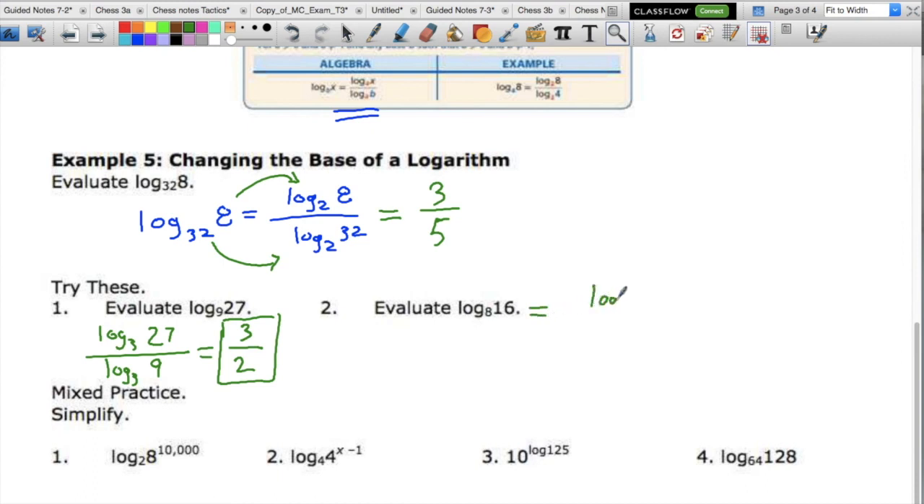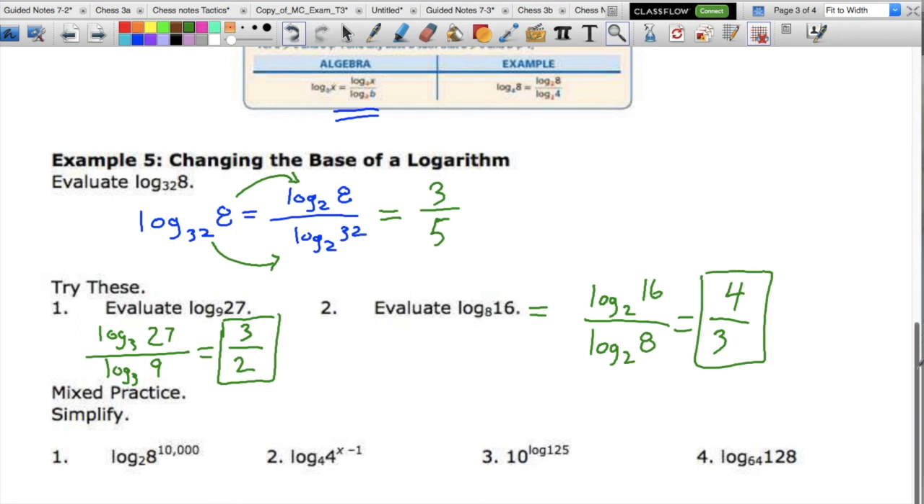So log base 2 of 16 on top, and log base 2 of 8 on the bottom. We can change it to any base we want, but I'm choosing 2 because I know that 2 to some power is 16 and 2 to some power is 8. So 2 to what power is 16? 2 to what power is 8? 4 and 3. So 4/3, or 1.3.